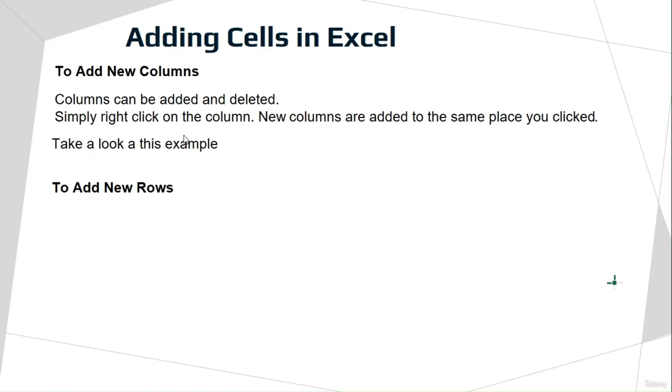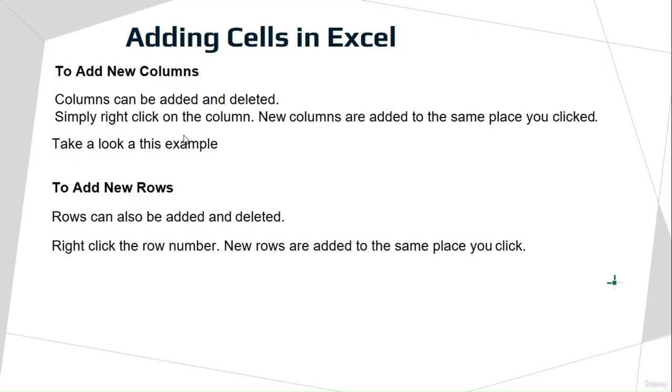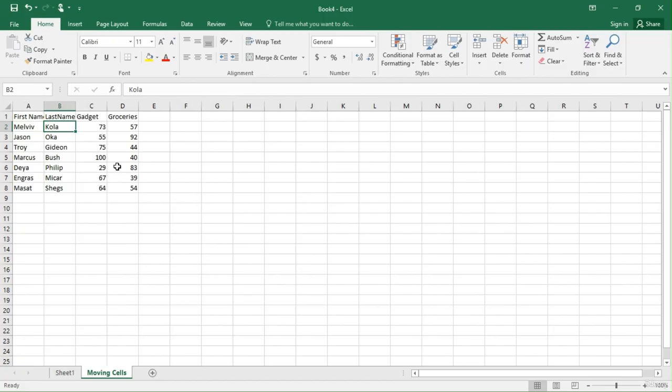Let's take a look at how you can add rows. Rows can be added and deleted, the same way columns can be added and deleted. To do that, right-click the row number. New rows are added in the same place you clicked, just like the same way we added columns. To add a row, say for example, here, before there, you're supposed to add a row. Let's say you omitted a sales rep name, or you just want to add a title there.